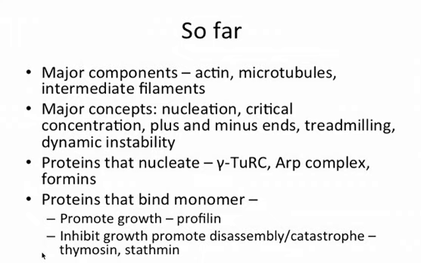Then we started talking about proteins that bind to monomer, so actin or tubulin monomers, either to promote growth, so that would be profilin, or to inhibit growth or promote disassembly, catastrophe: thymosin and stathmin.